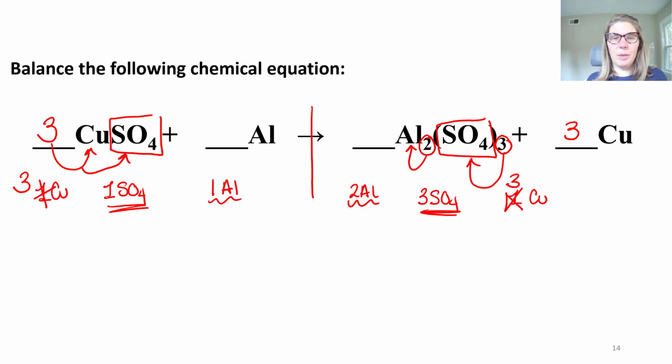Finally, we can look at our aluminum. In order to get another aluminum on the left-hand side, we just put a 2 in front of here because that means I have 2 aluminums, and my aluminums now check out where they have the same number on both sides. So I can go through my double check, making sure that I have the same number of atoms on each side of the reaction, right? The left-hand side, the reactant side, and the right-hand side, which is the products. And then I can check again to make sure that I have the smallest whole number ratio.